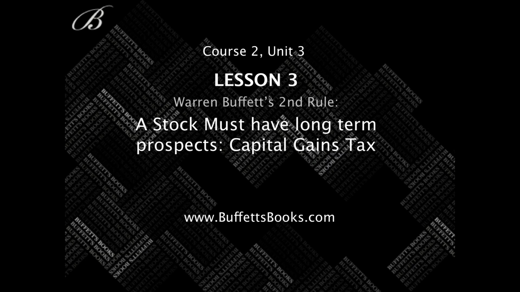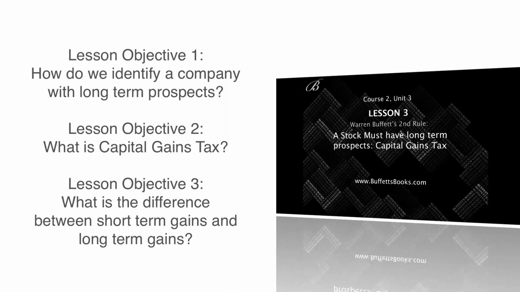So this concludes Course 2, Unit 3, Lesson 3, Warren Buffett's second rule, where we talked about a stock must have long-term prospects, and we talked specifically about capital gains tax. The 3 lesson objectives were how to identify a company with long-term prospects, what is capital gains tax, and what is the difference between short-term gains and long-term gains.